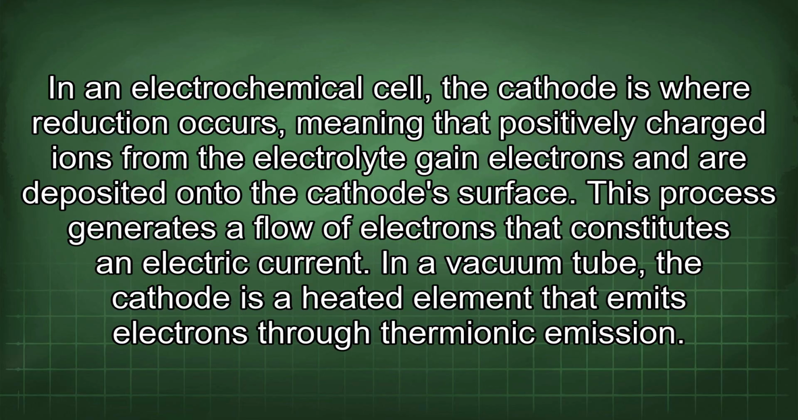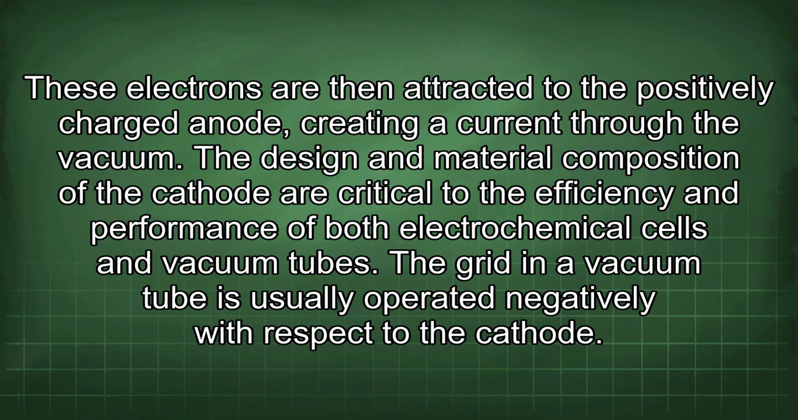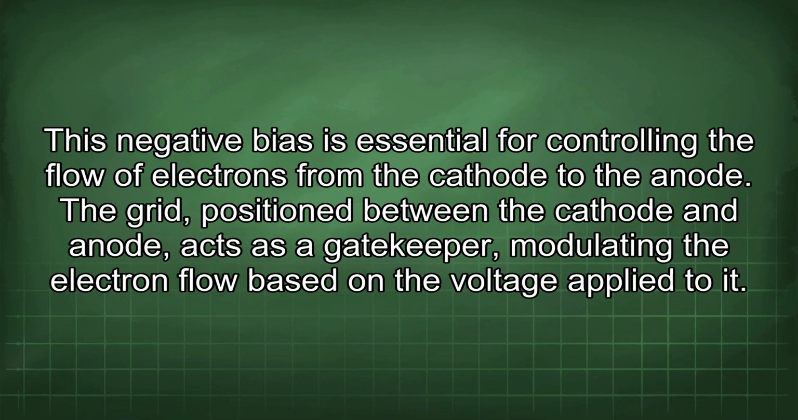In a vacuum tube, the cathode is a heated element that emits electrons through thermionic emission. These electrons are then attracted to the positively charged anode, creating a current through the vacuum. The design and material composition of the cathode are critical to the efficiency and performance of both electrochemical cells and vacuum tubes. The grid in a vacuum tube is usually operated negatively with respect to the cathode. This negative bias is essential for controlling the flow of electrons from the cathode to the anode.